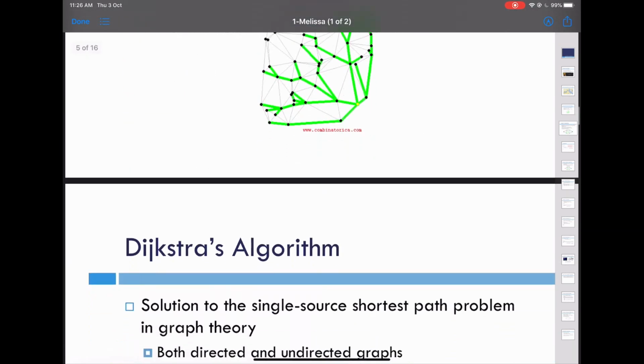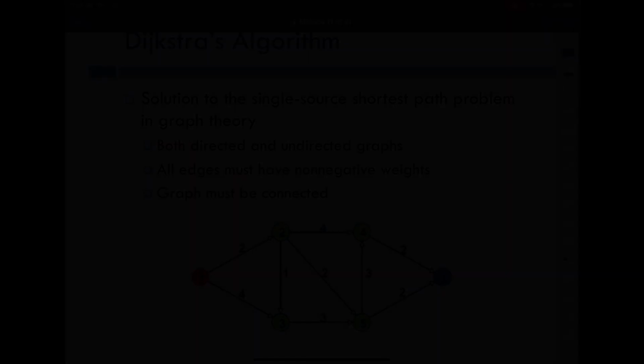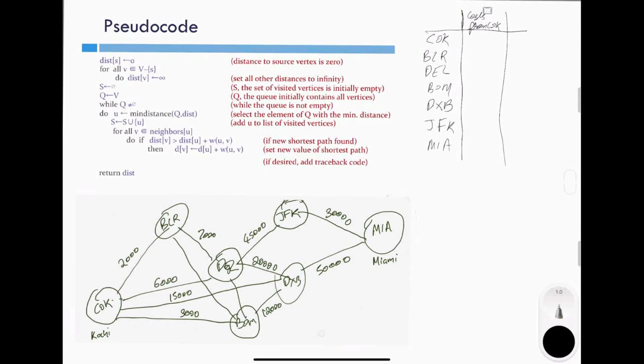Now we have some preconditions before we can apply this algorithm. It can be either a directed or undirected graph. So that's not really a condition, but all edges must have non-negative weights, and graphs must be connected. Now let's look into the pseudocode of Dijkstra's algorithm and try to figure out the answer for the question we already discussed earlier. We create a table like this, and we list out costs from COK because we are only interested in the costs to reach from COK.